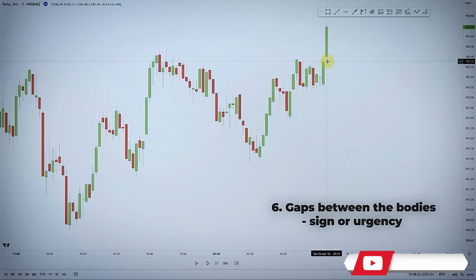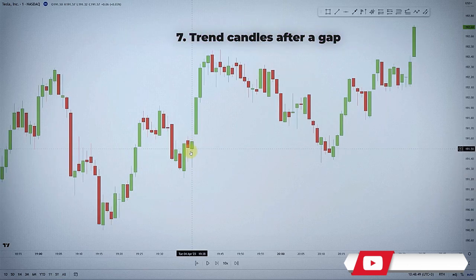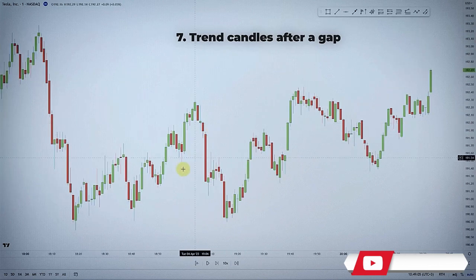Number 6. Gaps between the bodies. Occasionally, you will find gaps between the bodies of the candles. For example, the open of a candle might be above the close of the prior candle in an uptrend, or below the close of the prior candle in a downtrend. Again, a gap is a sign of urgency and a sign of market strength. Number 7. Trend candles after a gap. This is even more powerful. Not only did the market form an up gap, like in this example, but it continued with a strong trend bar, indicating the conviction of buyers and their willingness to push price higher.